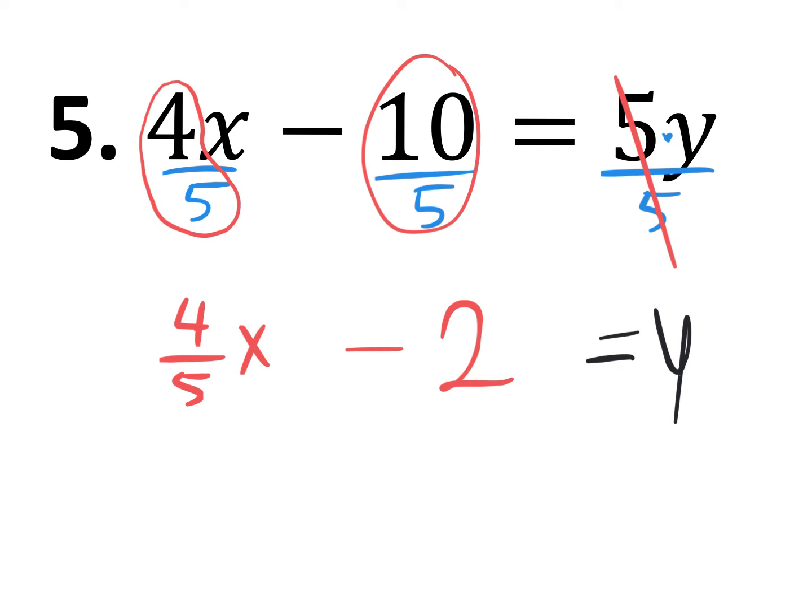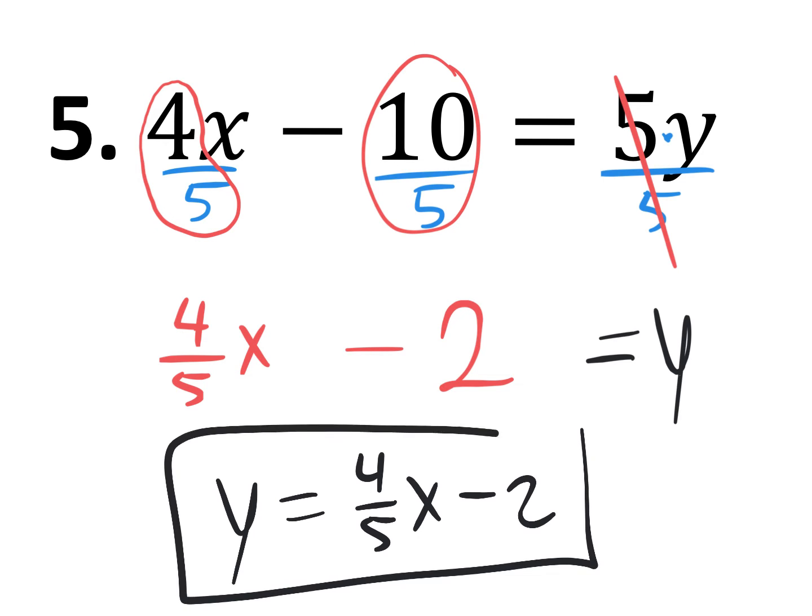So this is function form. But it's better to write it with the y on the left side and this stuff on the right side. So let me rewrite it with my y on the left and the 4/5 x minus 2 on the right. And there's my function form equation. Y equals 4/5 x minus 2.